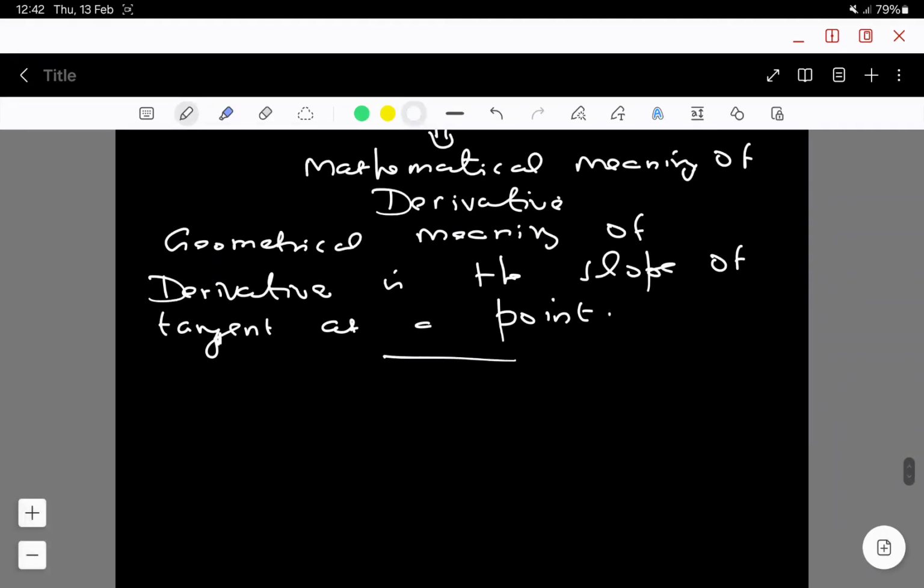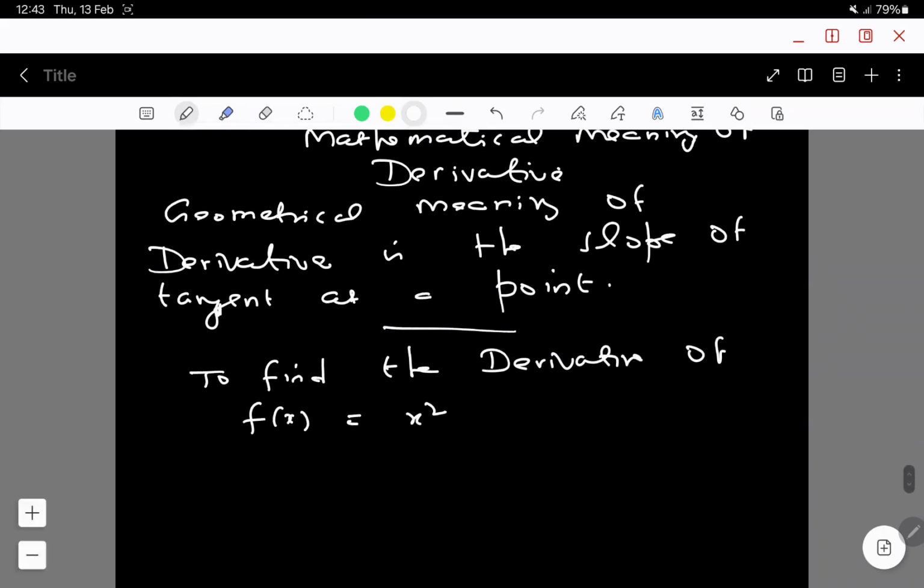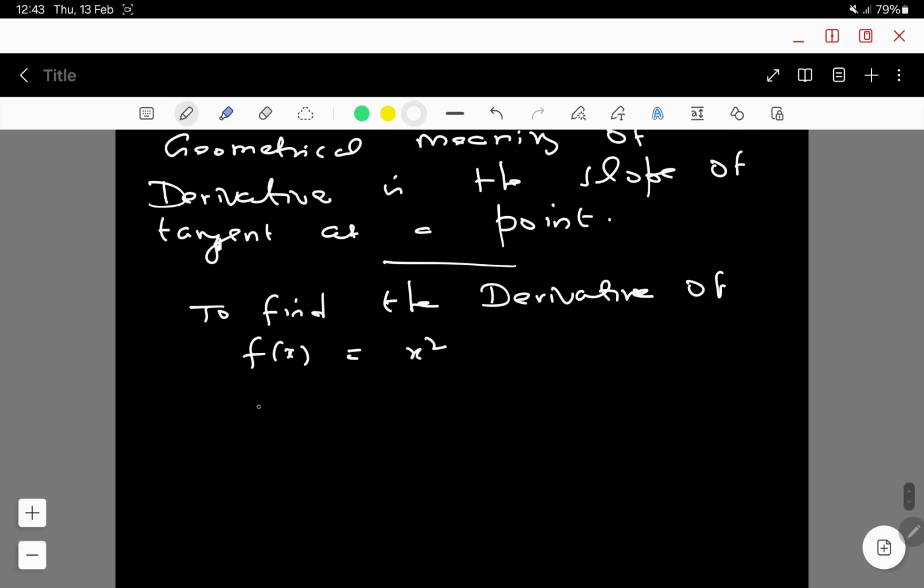Now we have to find the derivative of the function f of x equal to x square. This is actually the fundamental formula, or first principle, to find the derivative of x square.